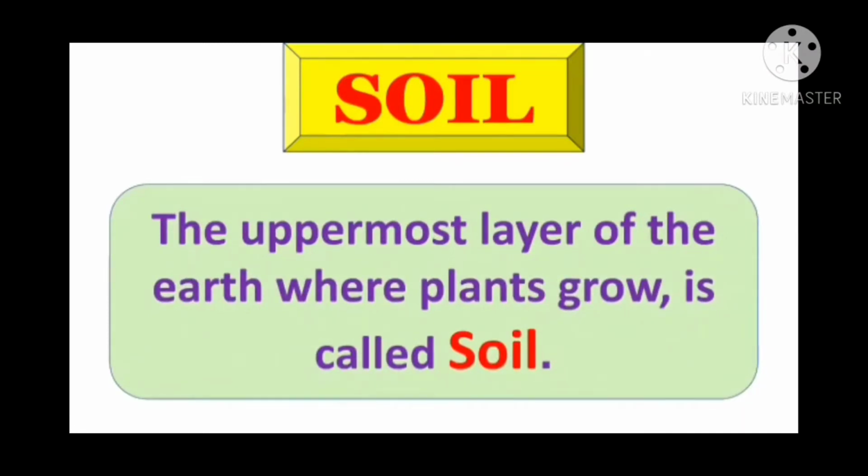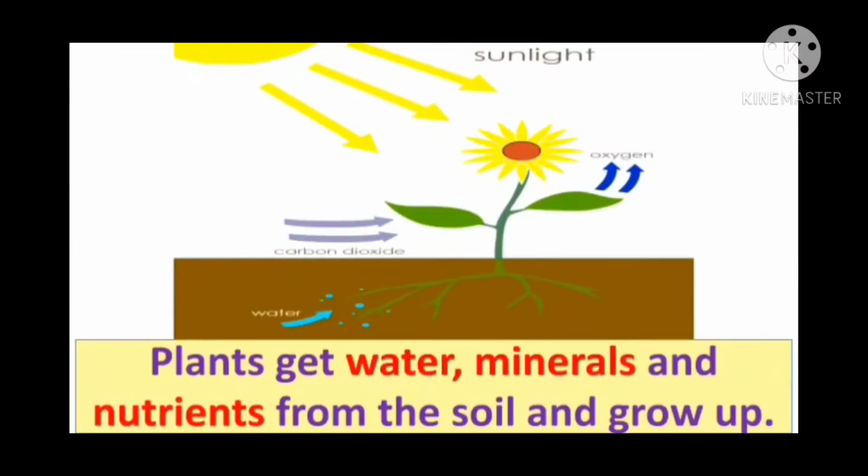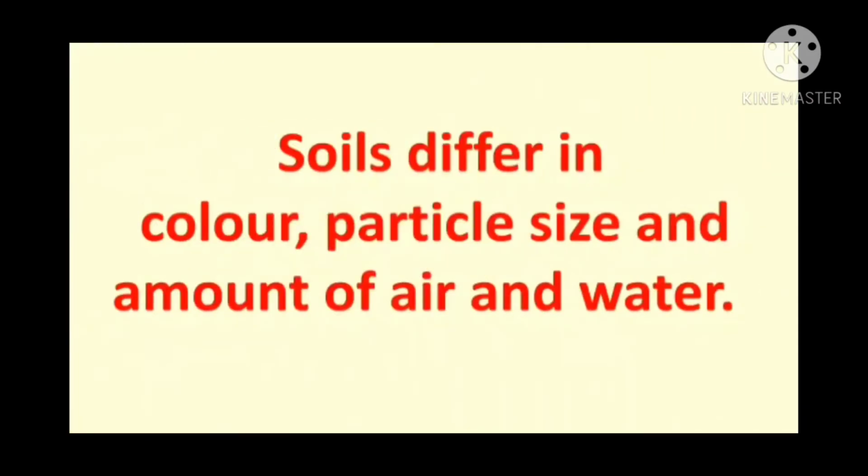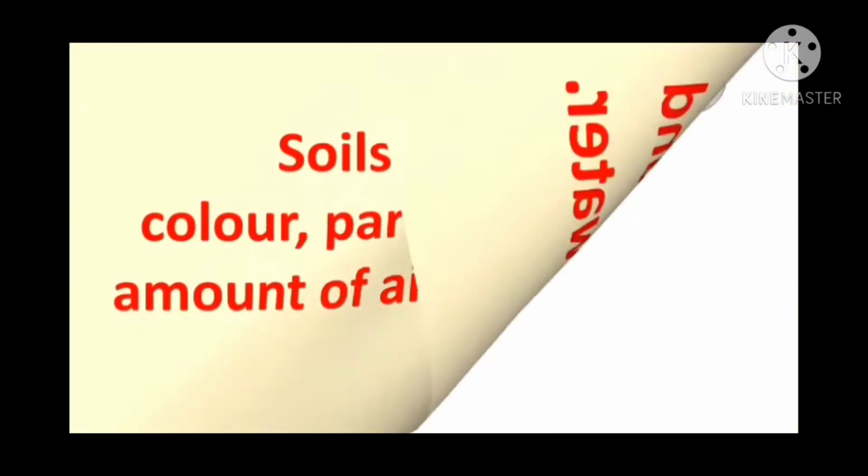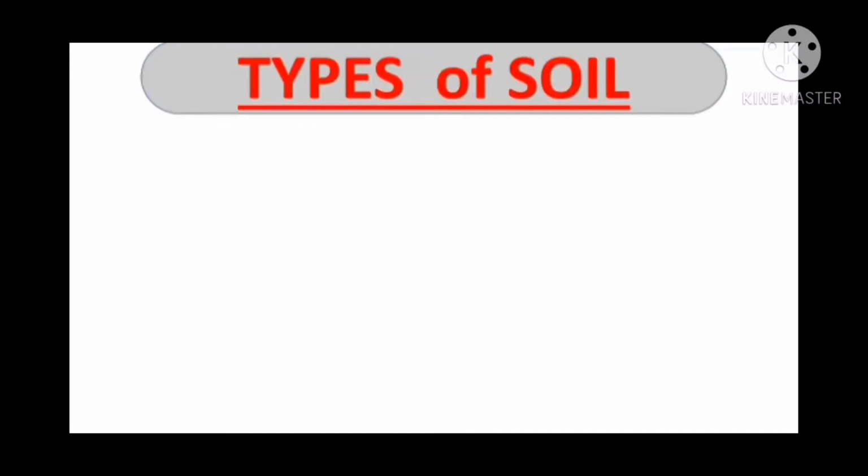The uppermost layer of the earth where plants grow is called soil, and plants get water, minerals and nutrients from the soil, and they grow by using the sunlight and chlorophyll which is inside the leaf itself. Soil differs in color, particle size and amount of air and water. Now we shall discuss the types of soil.